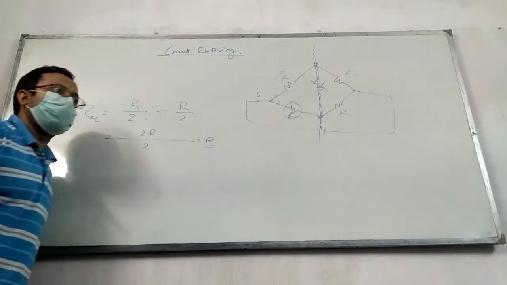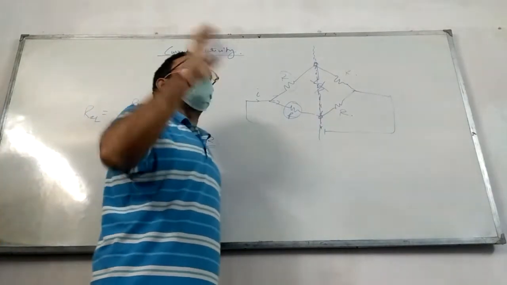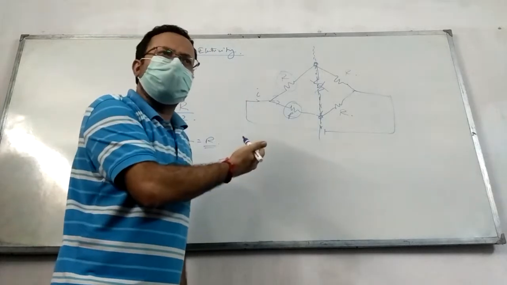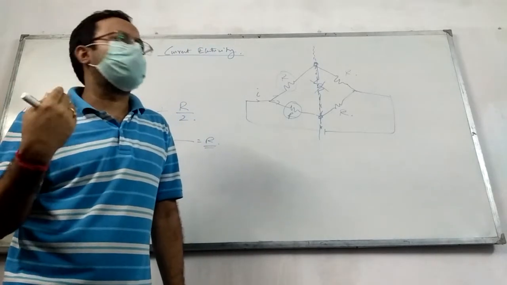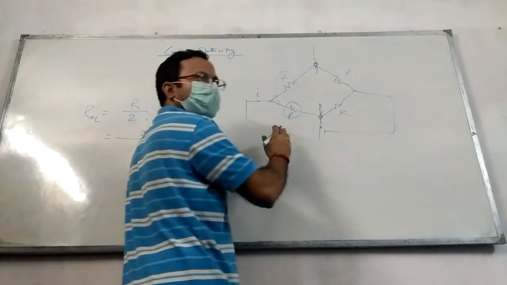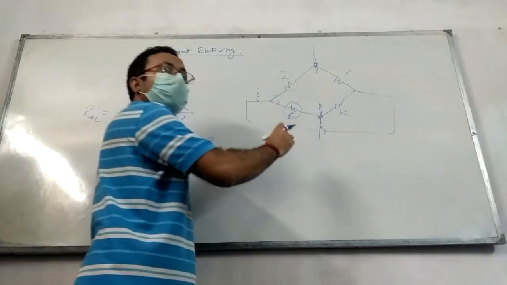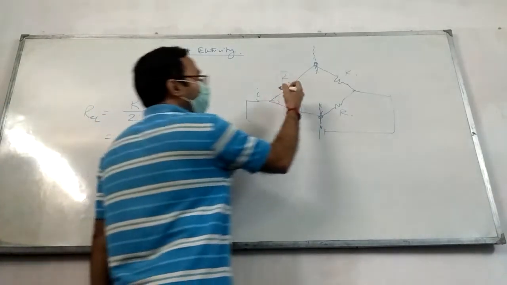Equivalent resistance is R, right? Now, if you try by the method you have learned earlier, because this is a simple circuit, you can find out the series and parallel connections, right? If I just remove this, then you know that this and this are in series, and this and this are in series, and they are in parallel, right? So, let's do it by that method.